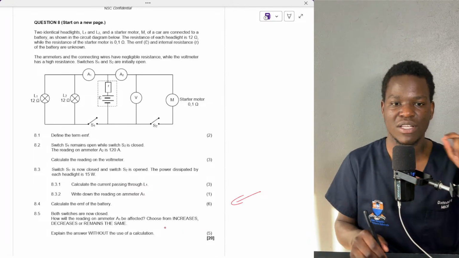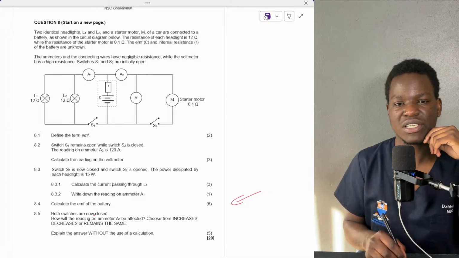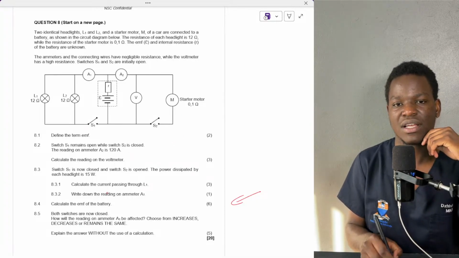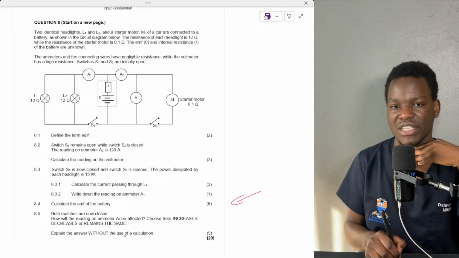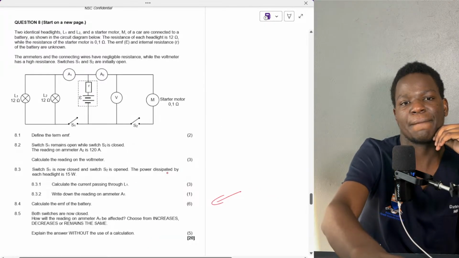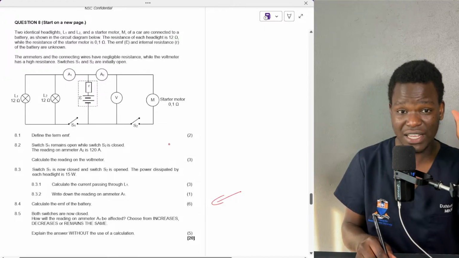electric circuit. So let's see this long question. Both switches are closed, these switches. And then how will the reading on the ammeter A1 be affected? Choose increases, decreases or stays steady. So let's reason. So this one is a funny circuit.